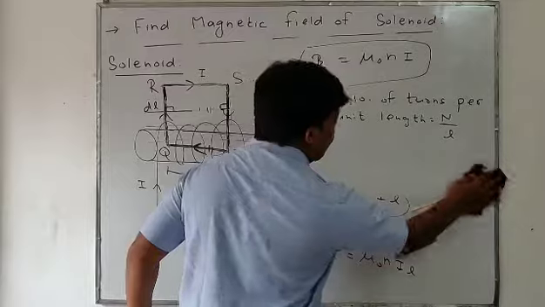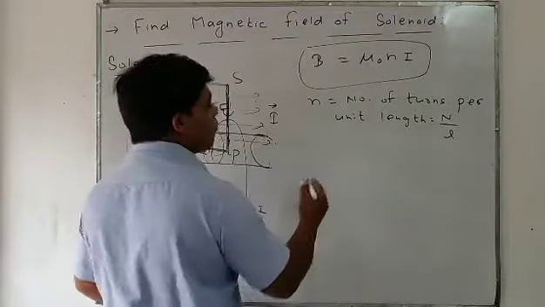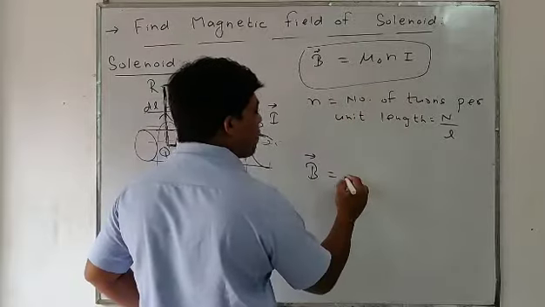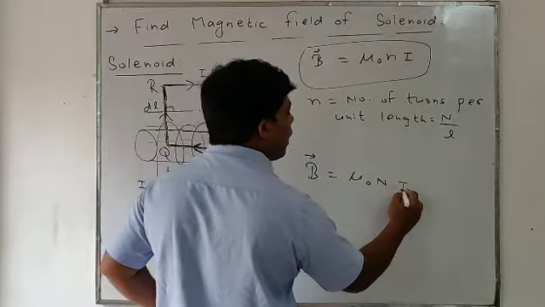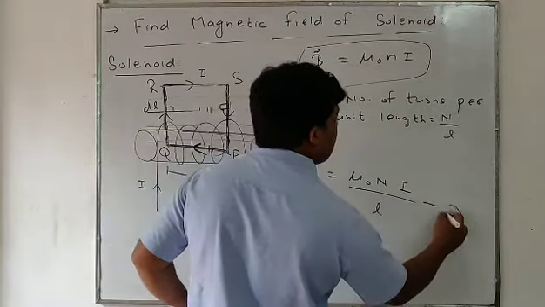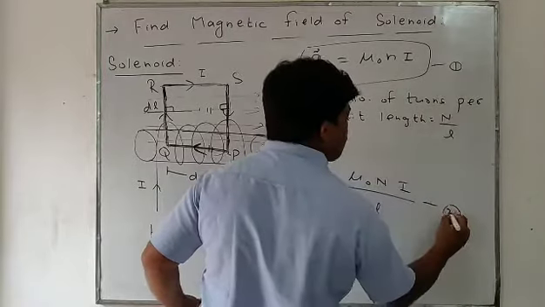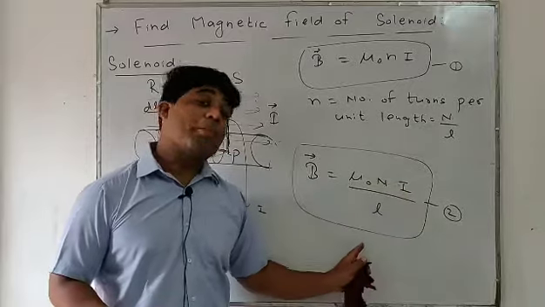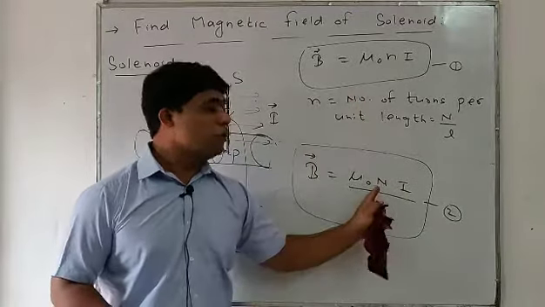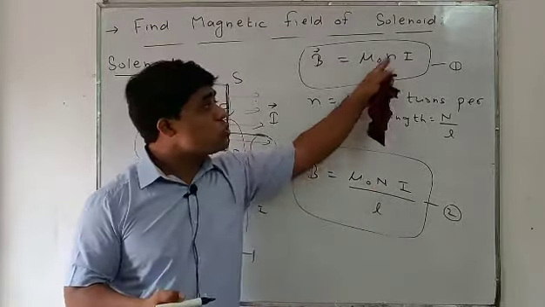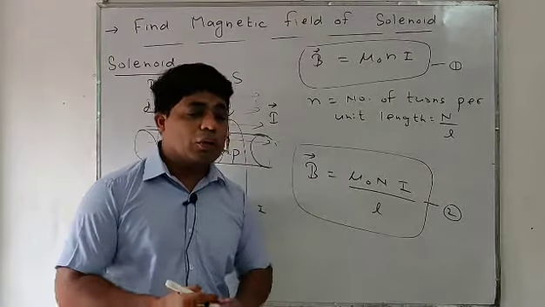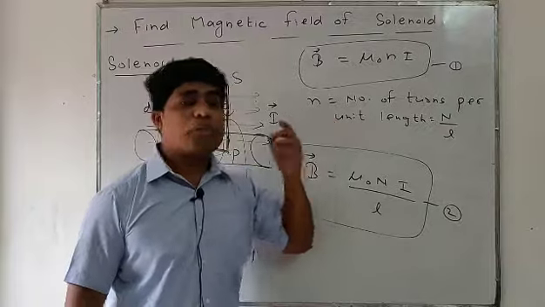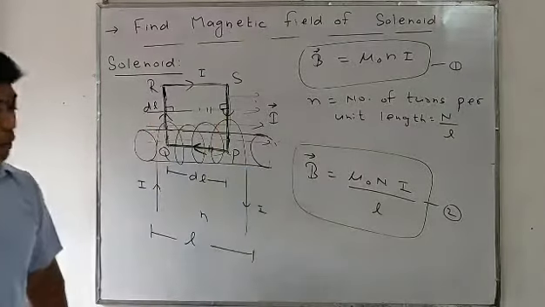So finally we can get one more form of magnetic field of the solenoid. B equals mu naught nI, or mu naught capital N I upon L. Suppose this is the first equation and this is the second. So we got the two forms, mu naught nI and mu naught N I upon L. Small n is number of turns per unit length, capital N is total turns, and that is the relation. Total turns by length is called number of turns per unit length.